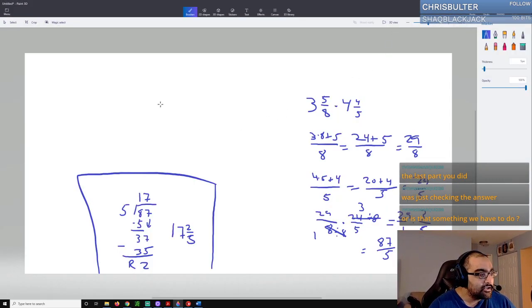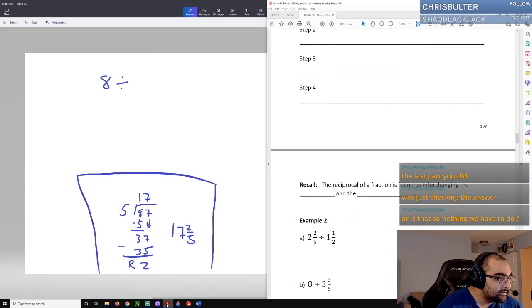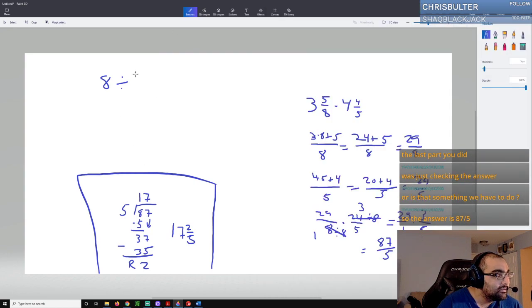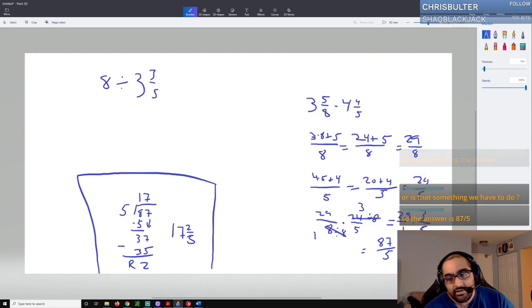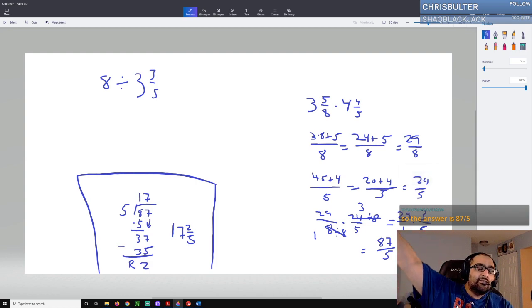You don't have to check if you don't need to. You could just go backwards here. Take 87 over 5, and you can divide it by one of these two numbers, and then you'll get the other number. So the answer is 87 over 5, but some of the problems in the homework may ask you to write it as a mixed number again. So then you convert the 87 over 5 into 17 and 2/5.